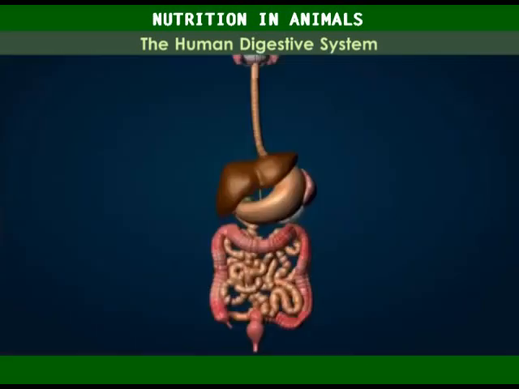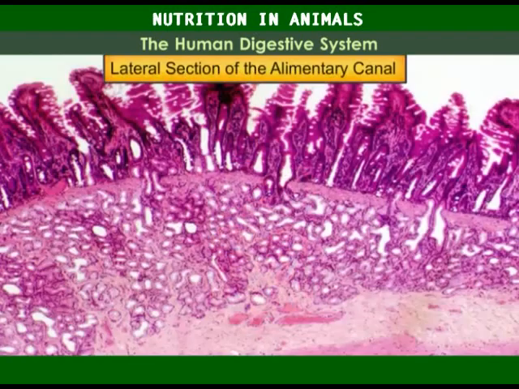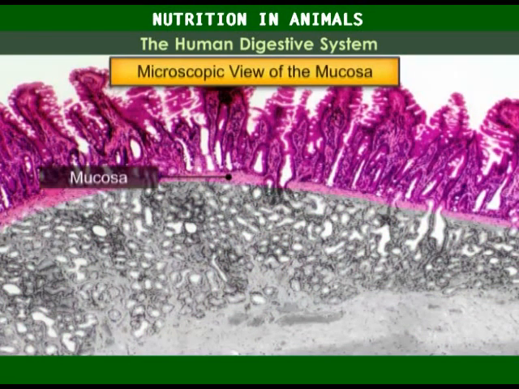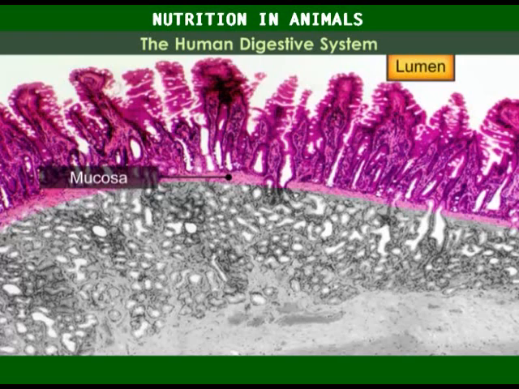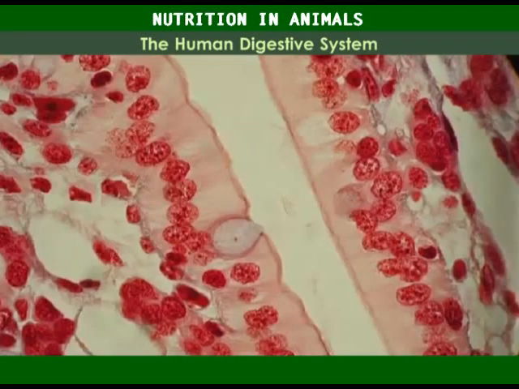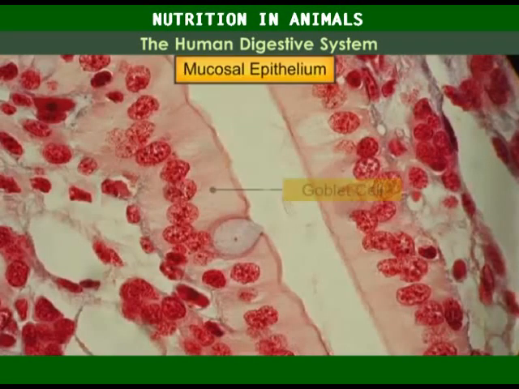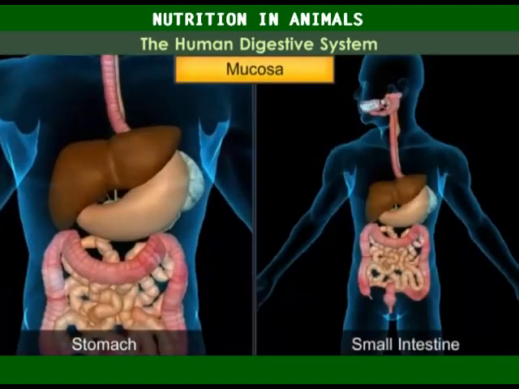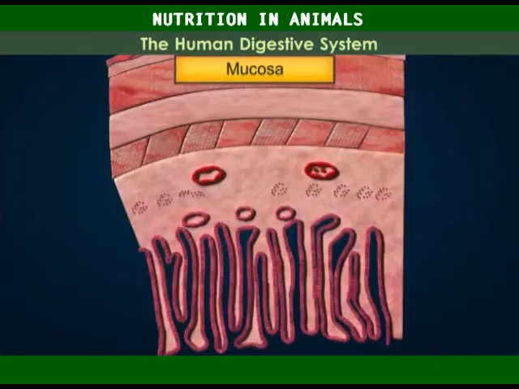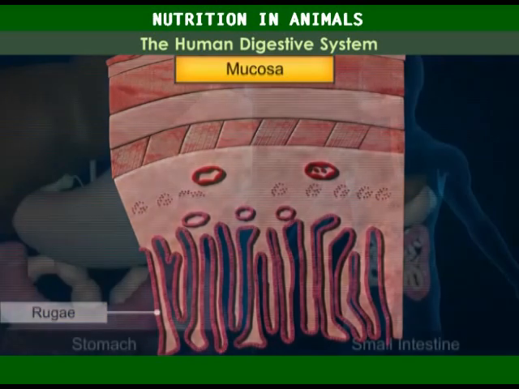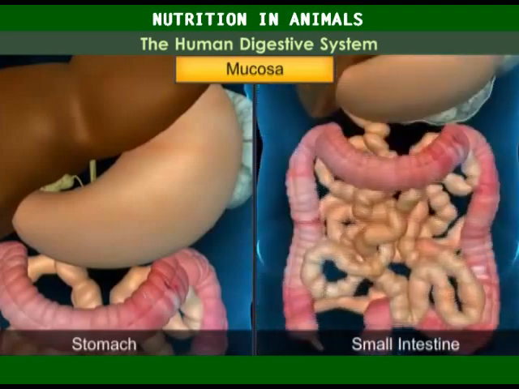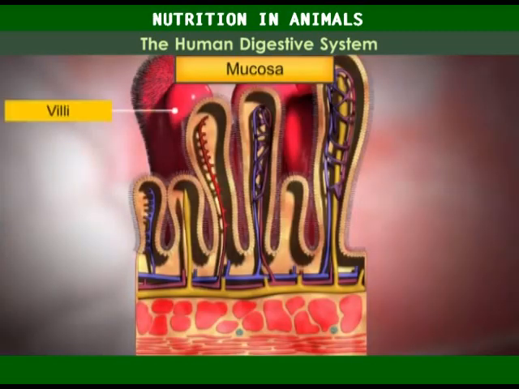The innermost layer of tissues of the alimentary canal is called the mucosa and lines the lumen of the alimentary canal. It is an important layer as the mucosal epithelium has goblet cells which secrete mucus that helps in lubrication. In the stomach, the mucosa forms gastric glands and irregular folds called rugae. Whereas in the small intestine, the mucosa forms villi, small finger-like projections.